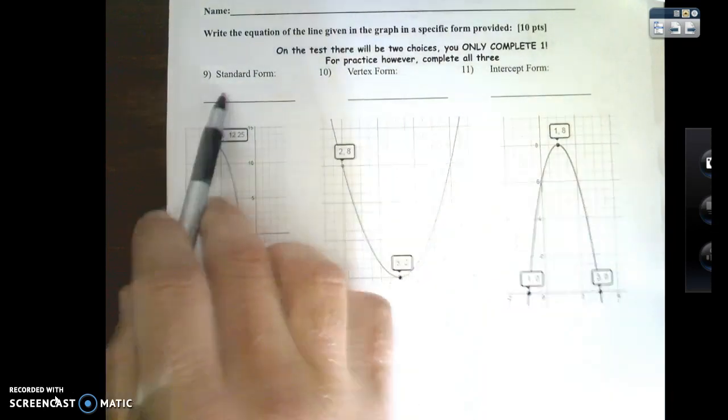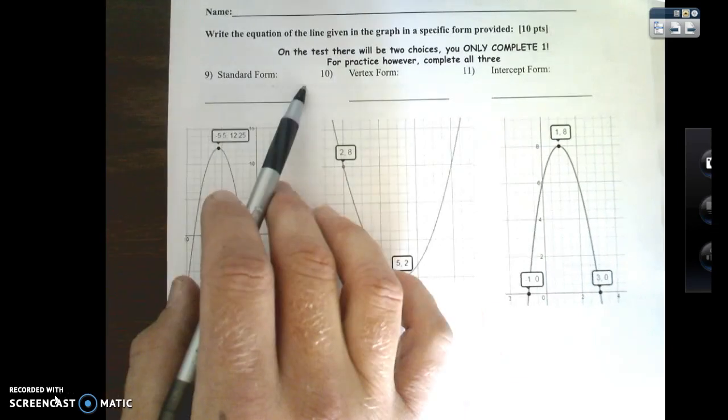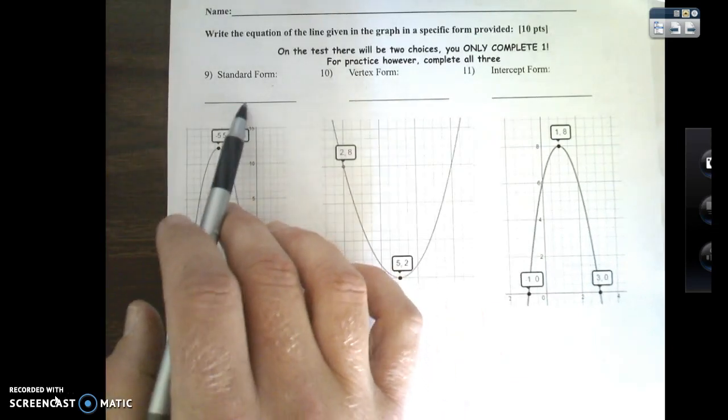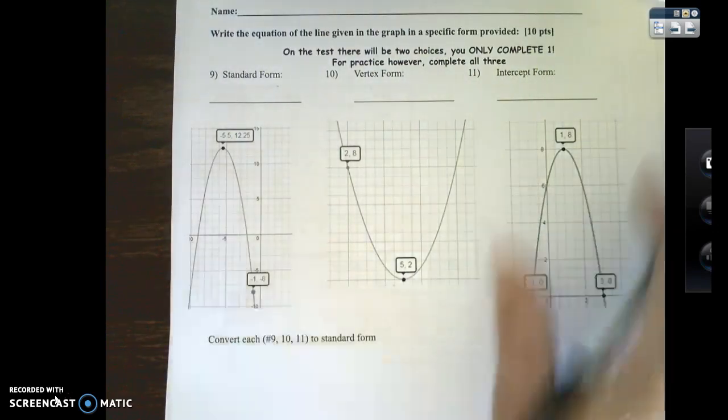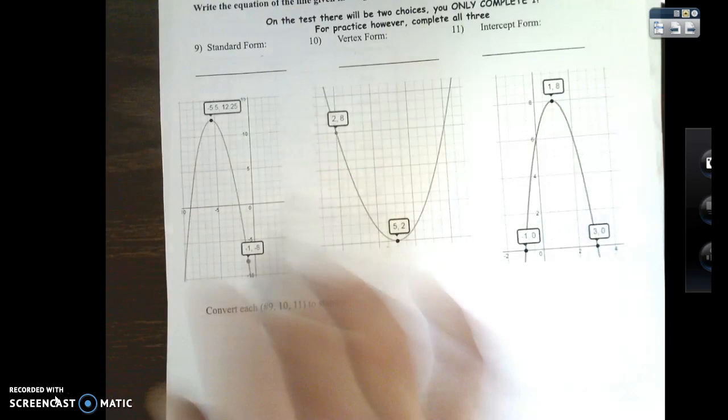Here's the good news. Both standard and vertex form are basically the same thing. The only thing different is that you have to FOIL for this one. Intercept one's just on its own. So I'm going to go ahead and just do all 3 of these for you guys. I'm going to start off by doing standard form.